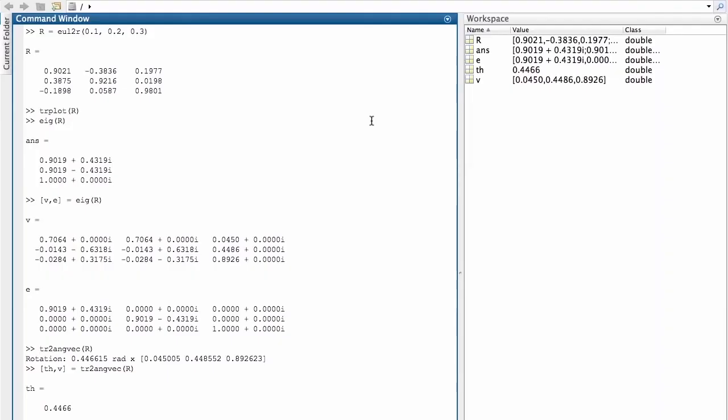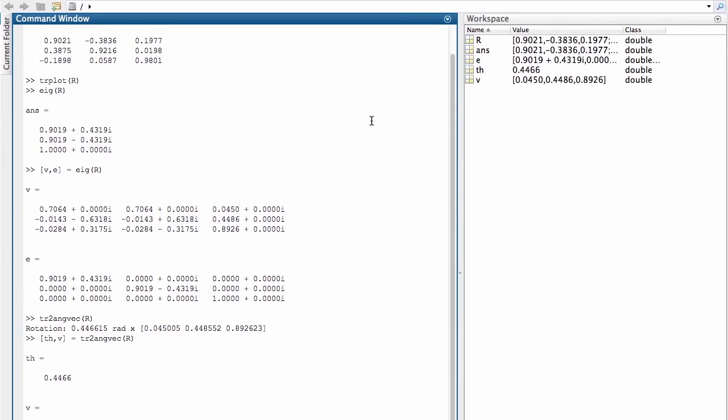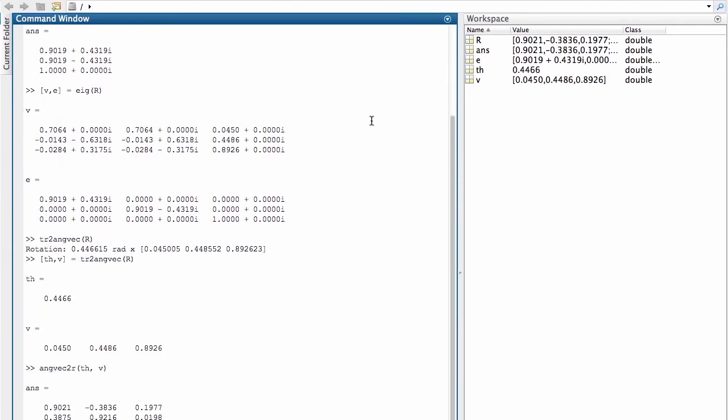The inverse operation is performed by the function angvec2r, which converts an angle and vector representation to a rotation matrix. I pass in the rotation amount and I pass in the vector, and here is the rotation matrix, and it's exactly the same as the rotation matrix that I started with.